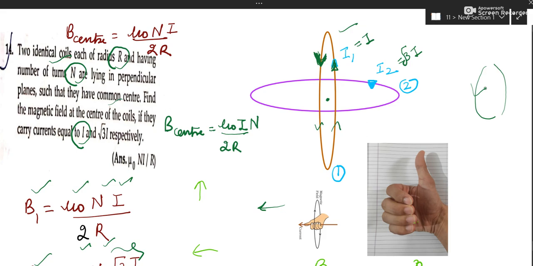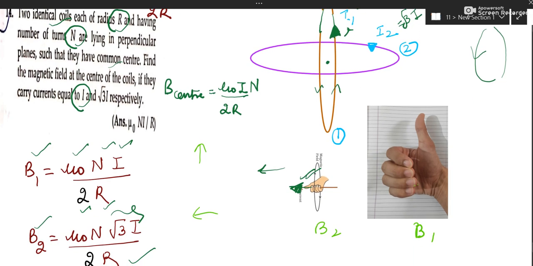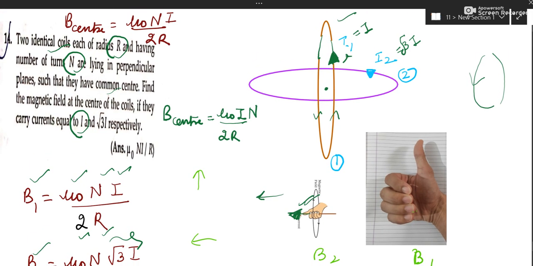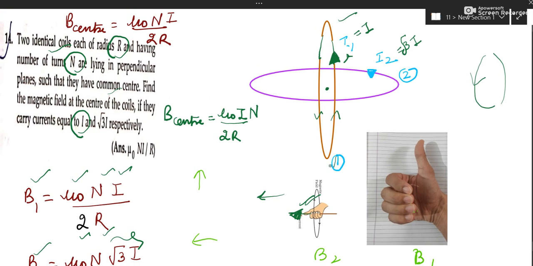Keep your curls. Because I have imagined that this portion is above, let us keep it simple. This portion is above the mobile, above the desktop, above the table. So my curls will go like this and my thumb will come this way. You can do a little practice and you will get to know. So this is the direction of my magnetic field. Suppose this is my loop 1. First magnetic field is like this.